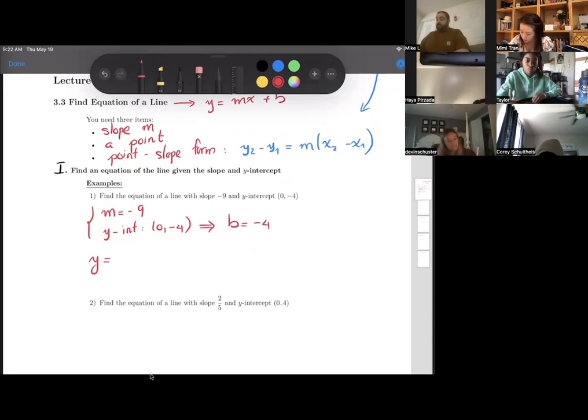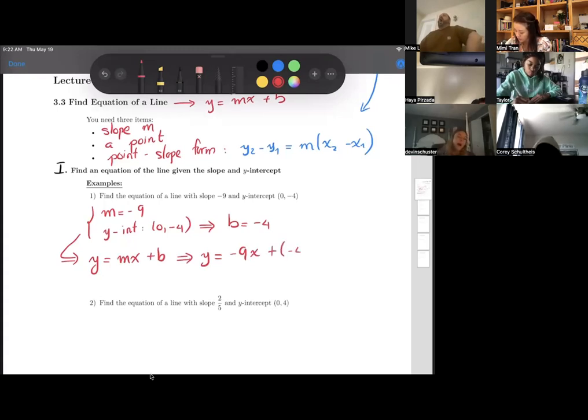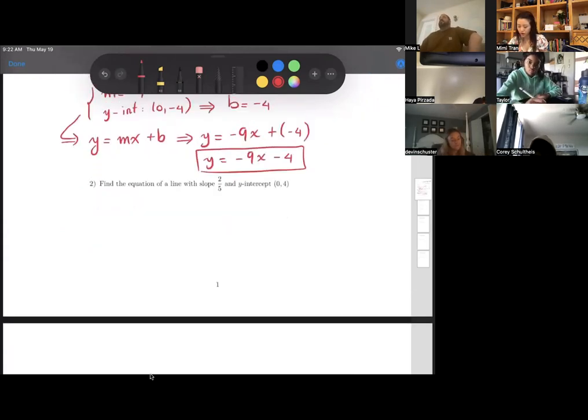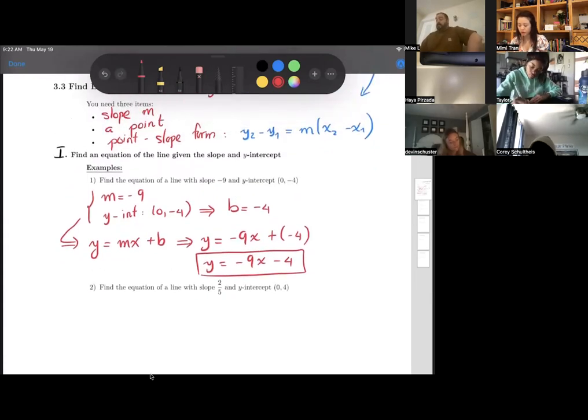From here, I can just say y equal mx plus b. Or better yet, y equal, m is -9, so -9x plus -4. y equal -9x minus 4. That will be your final answer. So this one is easy. Why don't you guys try number 2 and put your answer in the chat for me?